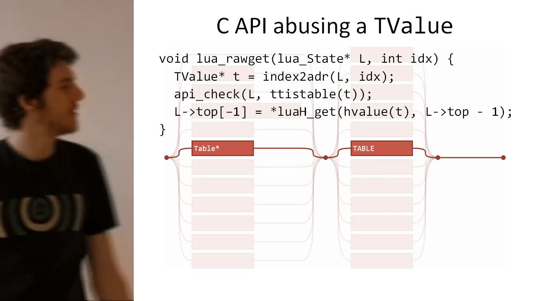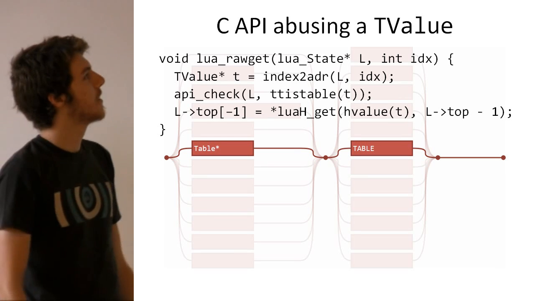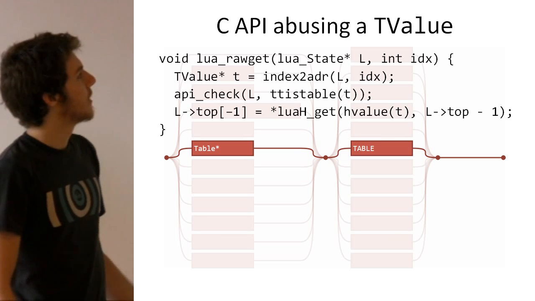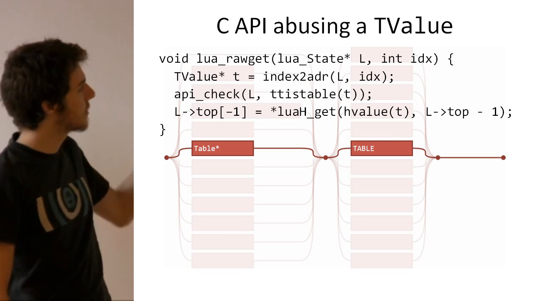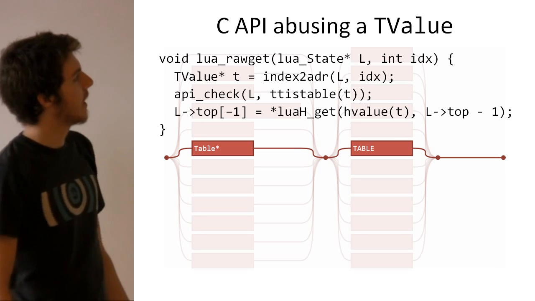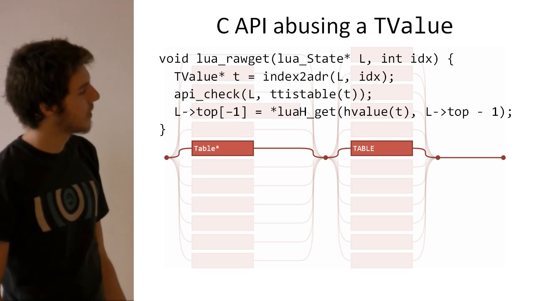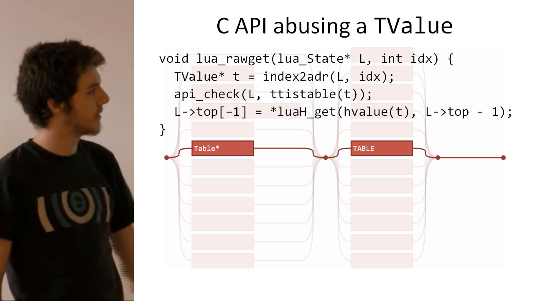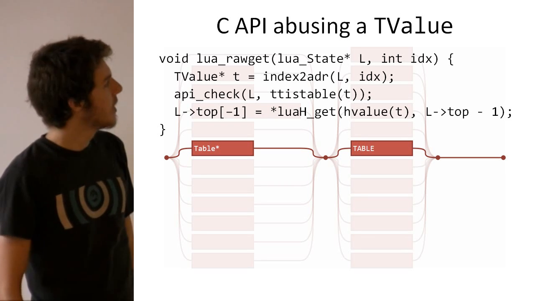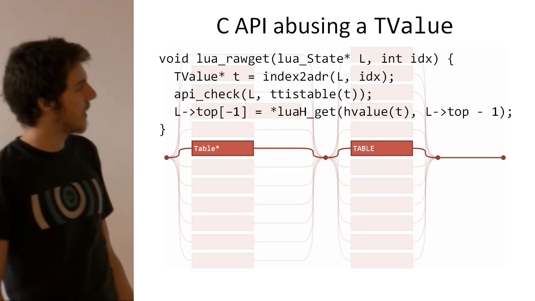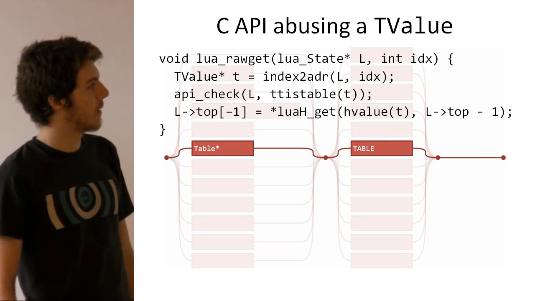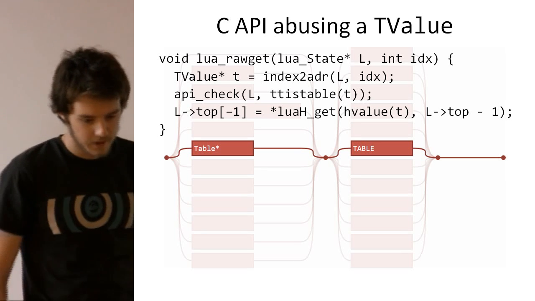So, I said the C stack was an array of TValues. Here's the source code from the lua_rawget function from the C API. It takes the state and the stack index. The first line converts that index to a TValue pointer. The second line calls ttistable and checks whether the tag is the table tag. And then api_check does what you might expect. On the third line, hvalue is pulling out the table pointer from the payload. And then the rest is doing a table lookup and replacing the top of the stack with a value.